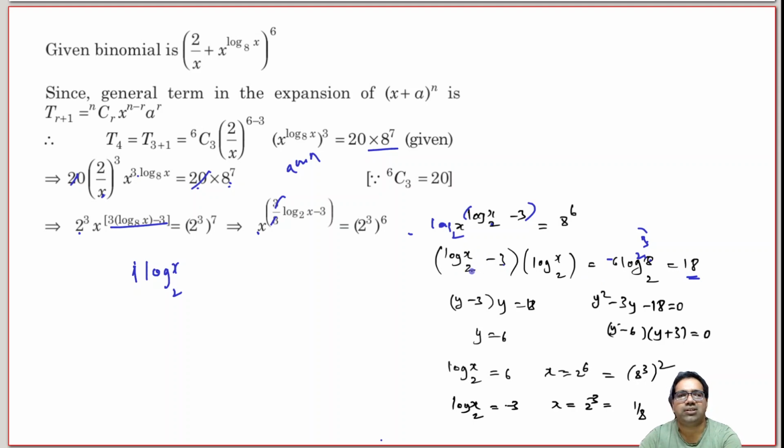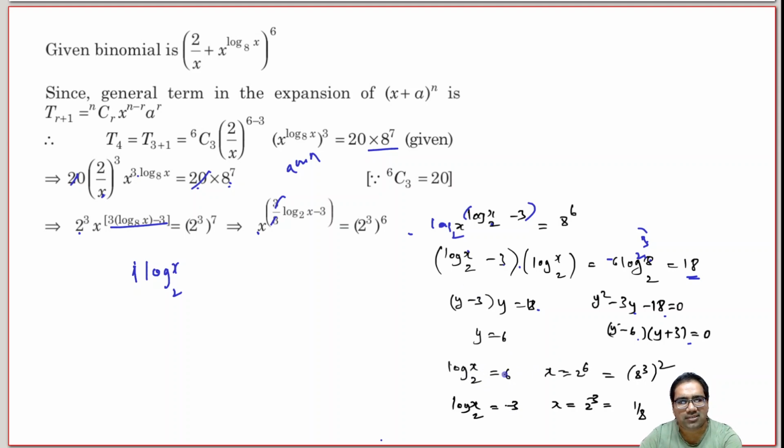This should be a quadratic equation. Let us assume log_2 x is y. (y − 3) × y should be equal to 18. y^2 − 3y − 18 should be equal to 0. So y can be either 6 or −3. What is our y? y is log_2 x. So log_2 x is either 6 or −3.